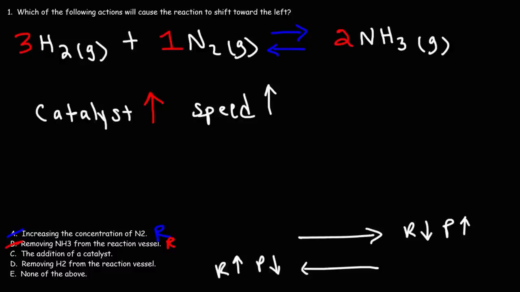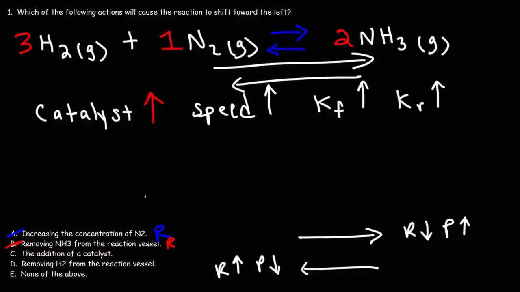A catalyst works by speeding up the rate of the forward reaction, so it's going to increase Kf, but it also increases the rate of the reverse reaction. So the reaction is going to go to the right at a faster rate, but it's also going to go to the left at a faster rate. Thus, it's not going to change the concentration of the products and the reactants, because there's no net change. Introducing the catalyst has no effect on the position of equilibrium.